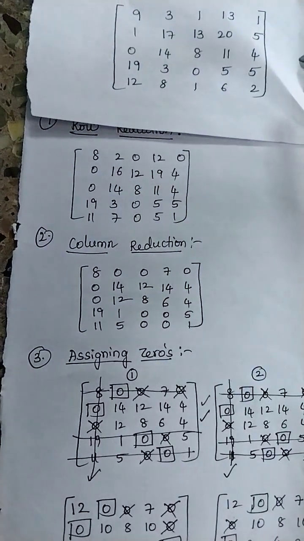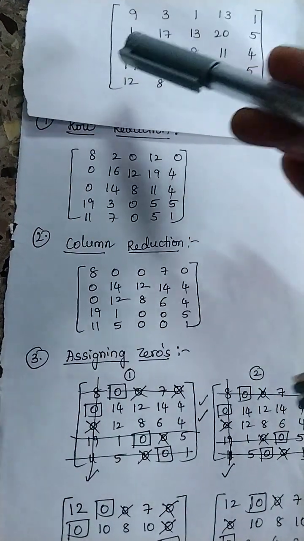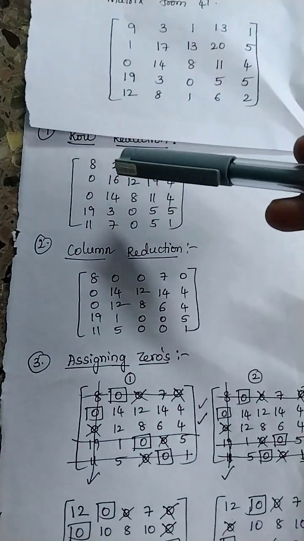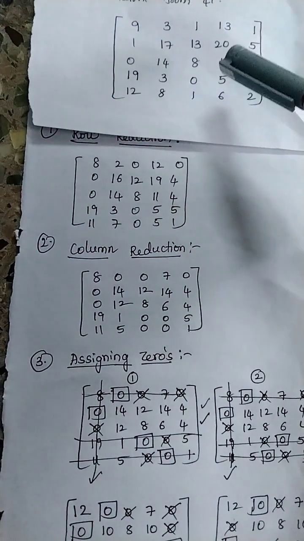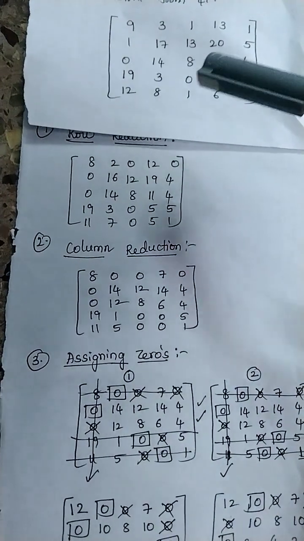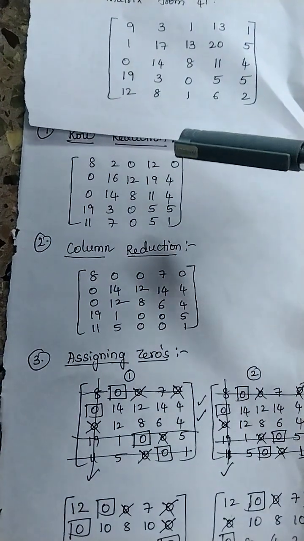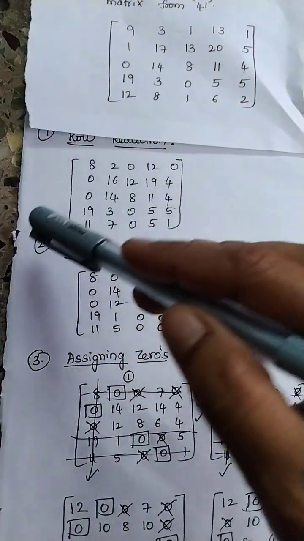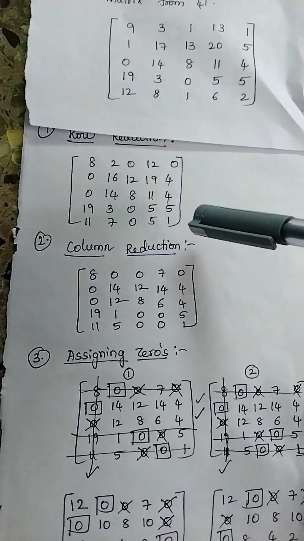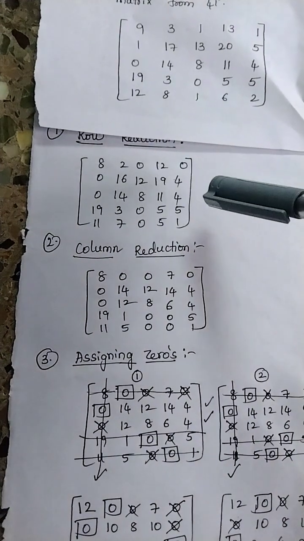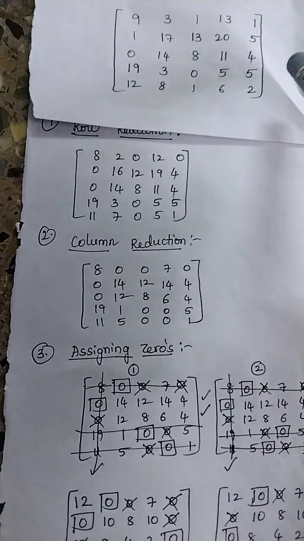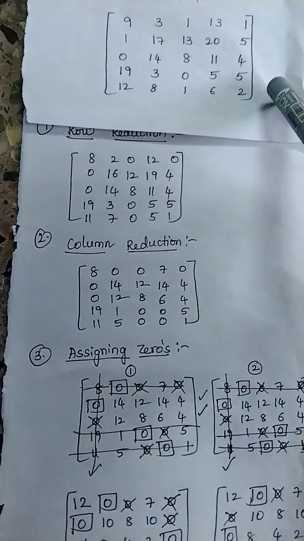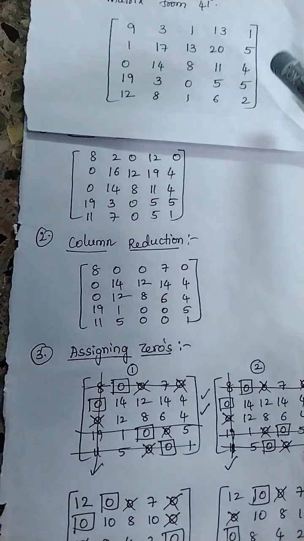In the second row, the least value is 1. So you are going to reduce 1 minus 1, 0. 17 minus 1, 16. 13 minus 1, 12. 20 minus 1, 19. 5 minus 1, 4. In the third row, there is a 0. That's why that row you are going to write as it is: 0, 14, 8, 11 and 4. In the fourth row also, we have 0. So write as it is. That is 19, 3, 0, 5 and 5.